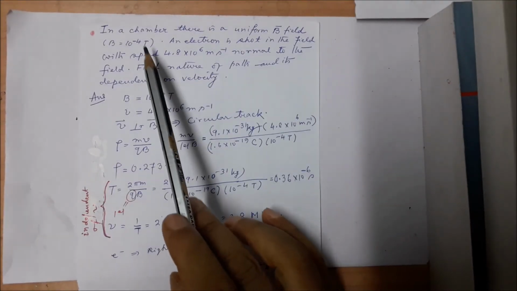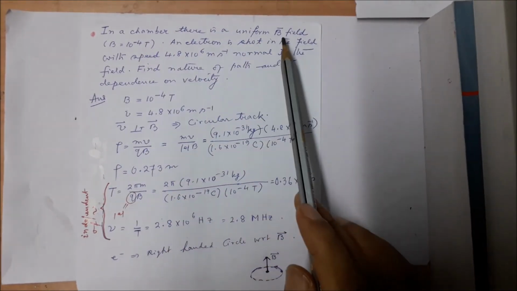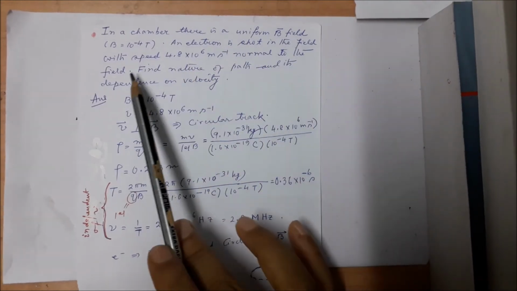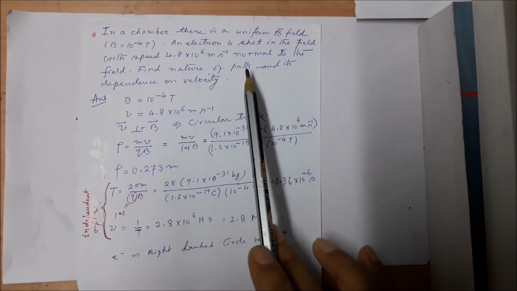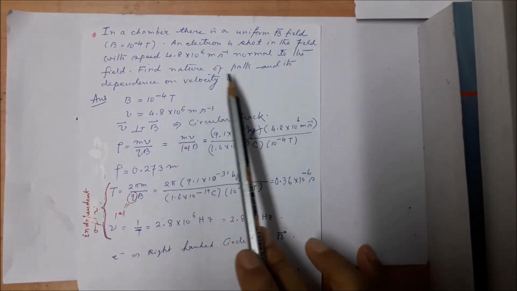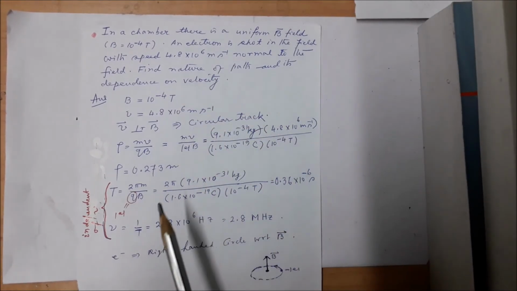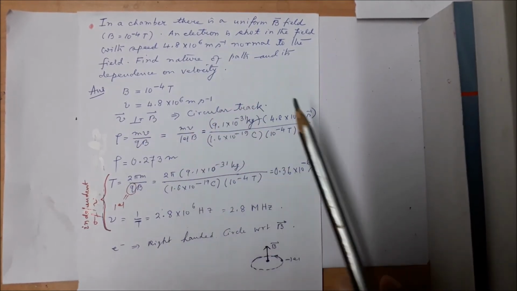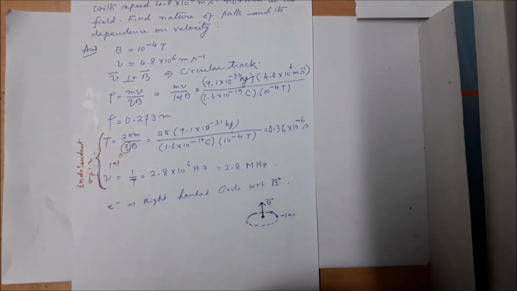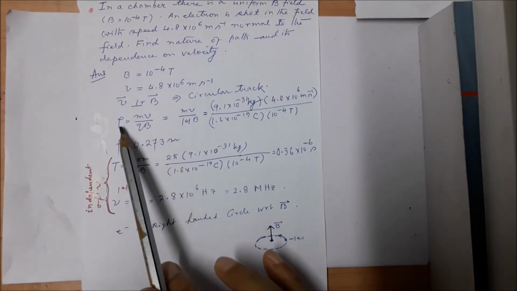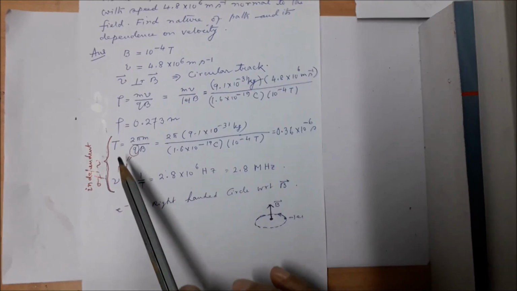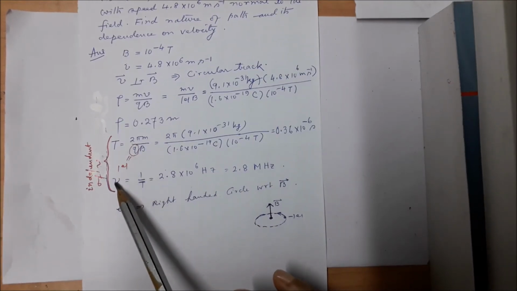In this problem, a chamber is considered where there is a B field and an electron enters in this field with this velocity normal to the field. We have to find the nature of the path and dependence of the path on velocity. Now this is an easy problem. Velocity is perpendicular to B means we have a circular track, and it is a right-handed motion because electron is involved, and the radius being of this value if things are put correctly, and the time period and frequency are velocity independent.